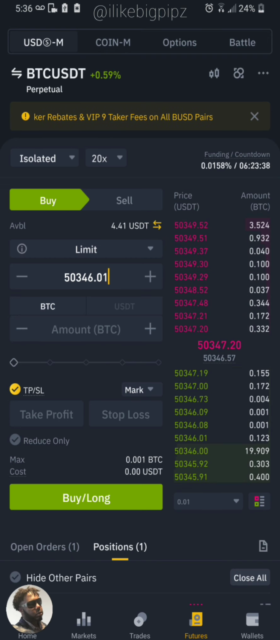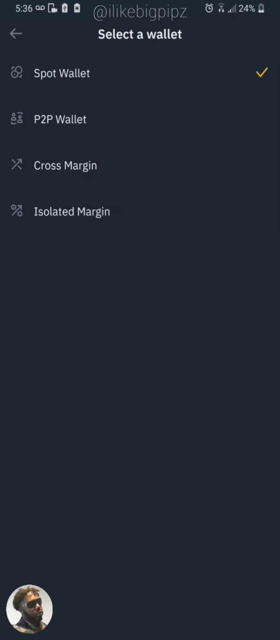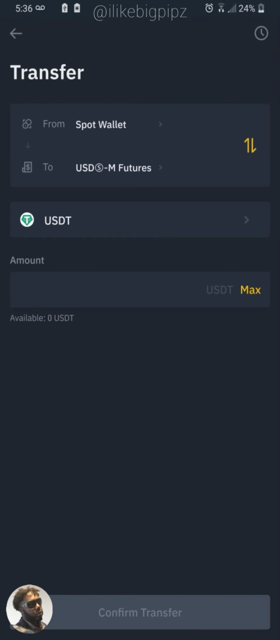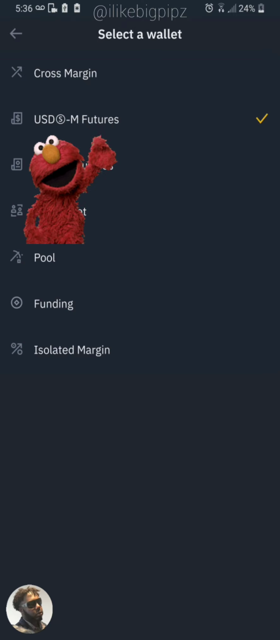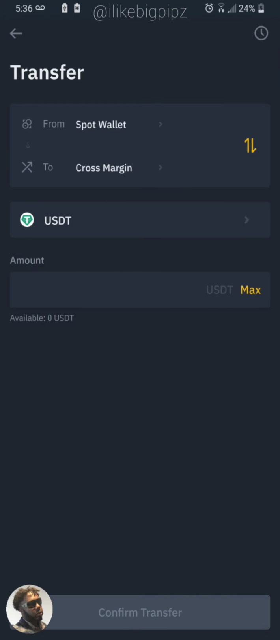Okay, cool. So Bitcoin is, of course, the reserve currency of crypto. First thing you need to do is transfer money from your spot wallet, not your P2P, not anything else, to your USD-M futures. Not cross margin, not coin-M futures, not P2P, not pool, not funding, not isolated margin. USD-M futures. In this case, I wouldn't really need to transfer. I already have money in the account.